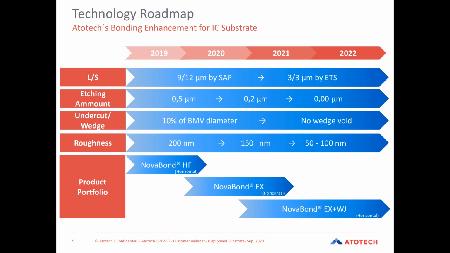This is what we call the undercut or wedge, where the requirement nowadays is at most 10% of the blind microvia diameter. And eventually, of course, in the future no wedge will be allowed, because of the applications for this kind of substrate for high speed.